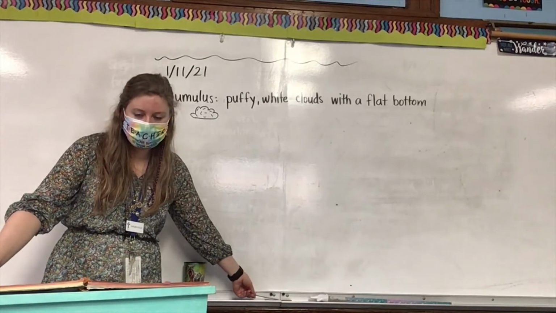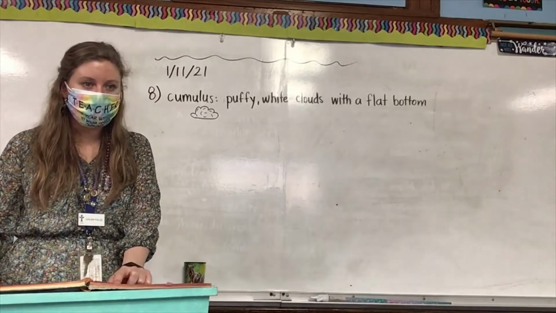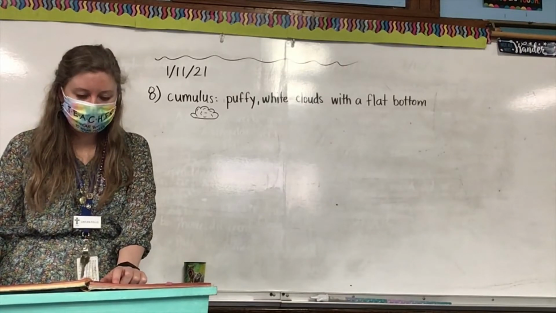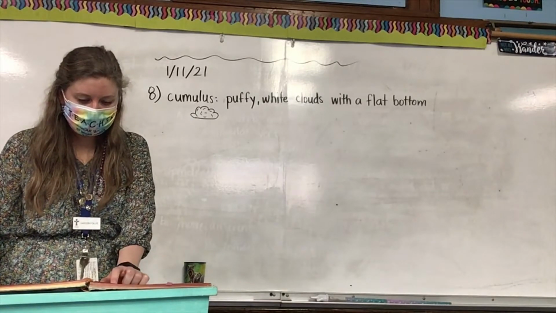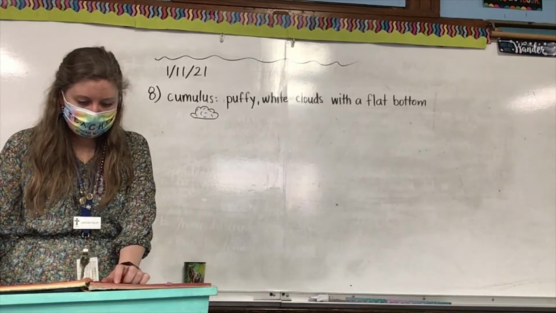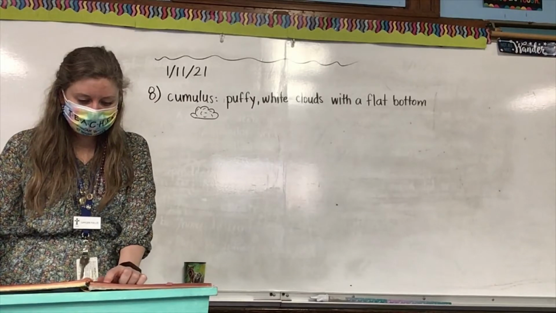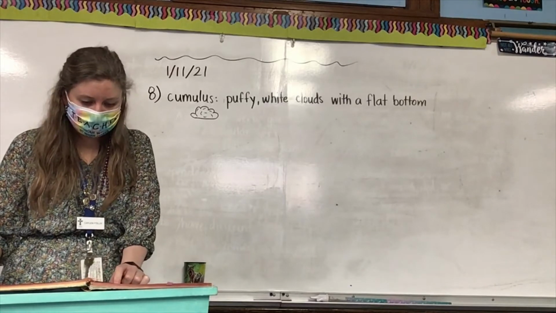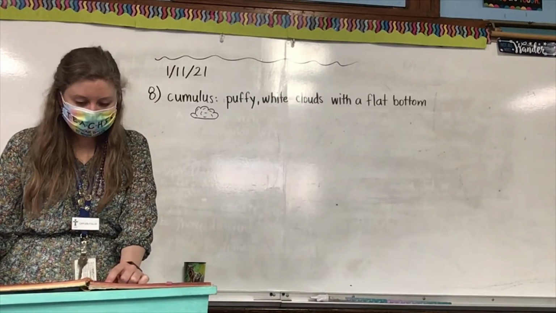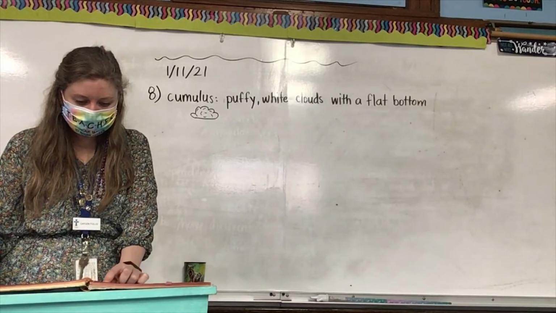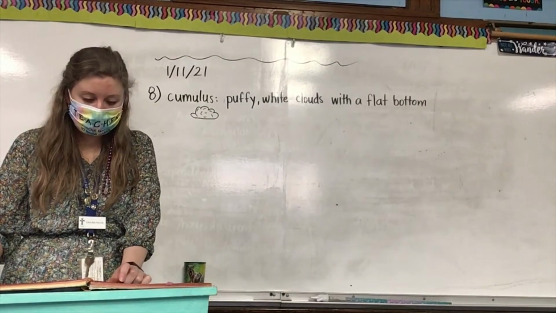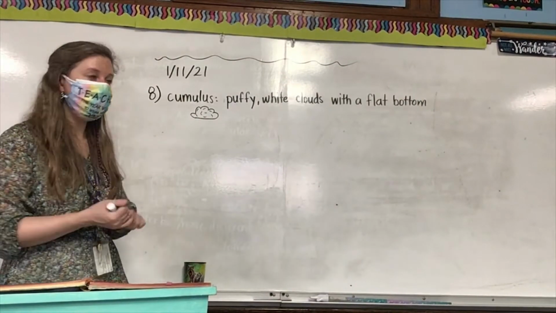Zari, please read the next paragraph. Everybody finger following along. You've probably seen clouds go dark before a rainstorm. If a cumulus cloud becomes dark and thick, it's called a cumulonimbus. Look at the pronunciation key. Cumulonimbus. This kind of cloud causes precipitation.